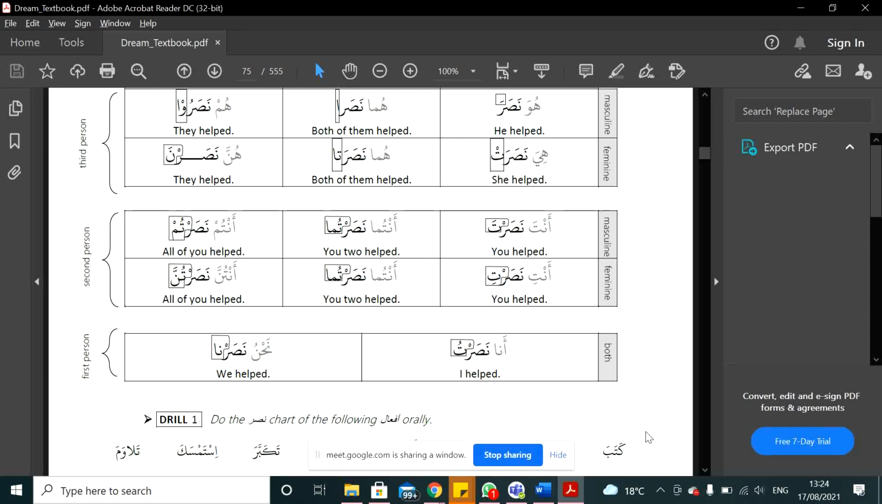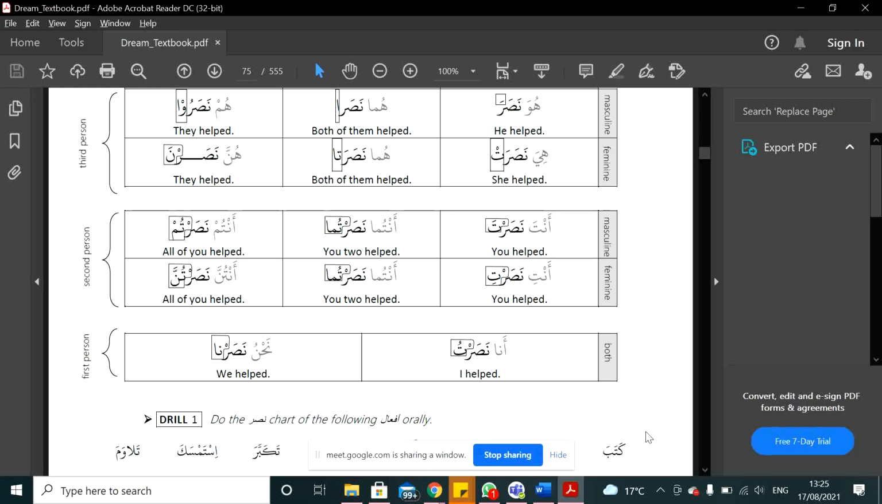Okay. Sister, please start istamsaka with the meaning. Istamsaka means to refrain, right? Refrained, you can say. So, huwa istamsaka. He refrained. Huma istamsaka. Both of them refrained. Hum istamsaku. They refrained. Hiya istamsakat. She refrained. Huma istamsakata. Both of them refrained. Hunna istamsakna. They refrained. Anta istamsakta.